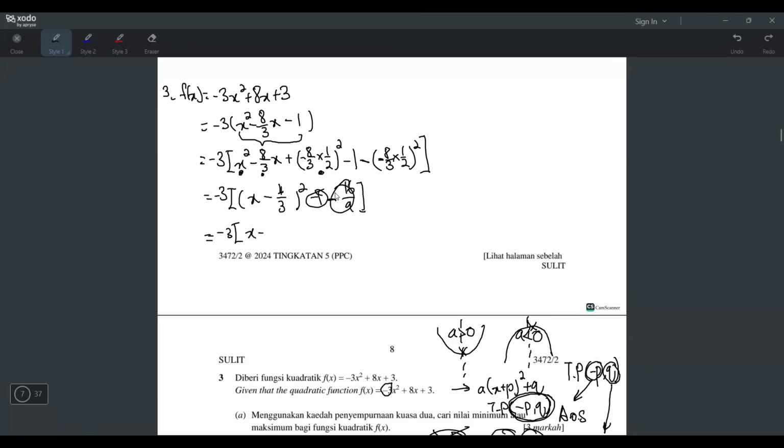Okay, belakang boleh buat, right? Number dengan number boleh buat kan? So x minus 4 over 3 square. Okay, this one you just press calculator and you'll get negative 1 minus 16 over 9. How much is that? Negative 25, right? Yeah, negative 25 over 9.